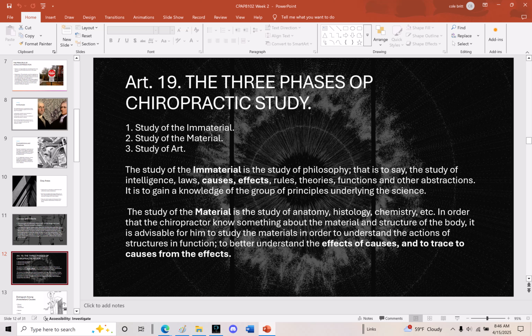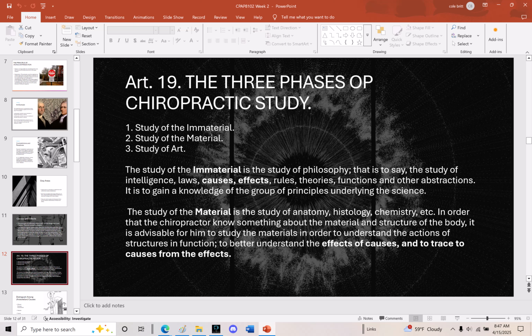In Stevenson's Article 19, he gives 3 phases of chiropractic study. The study of the immaterial, of the material, and the study of art. And here's how they relate. The study of the immaterial is the study of philosophy. That is to say, the study of intelligence, laws, causes and effects, rules and theories, functions, other abstractions. It's to gain knowledge of the group of principles underlying the science.